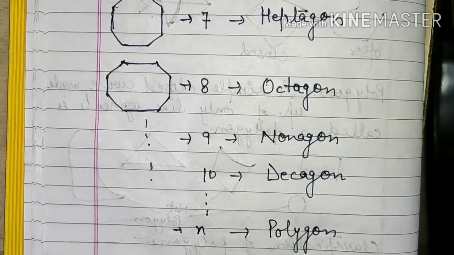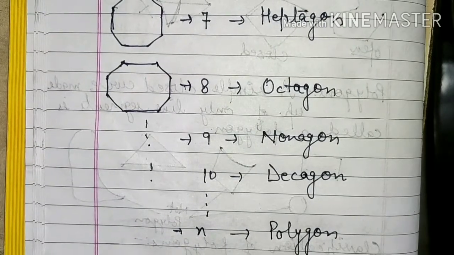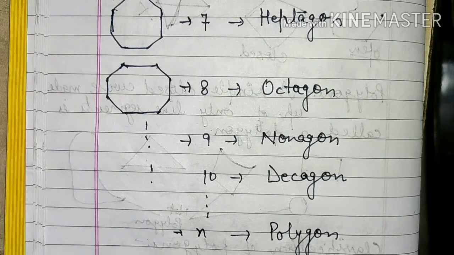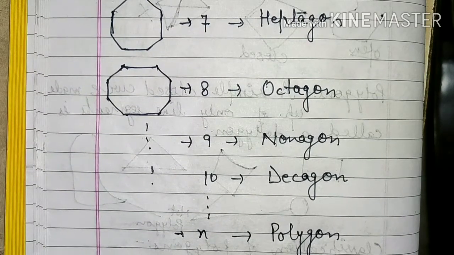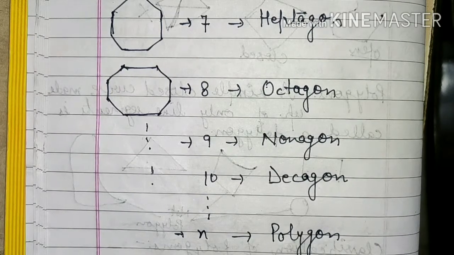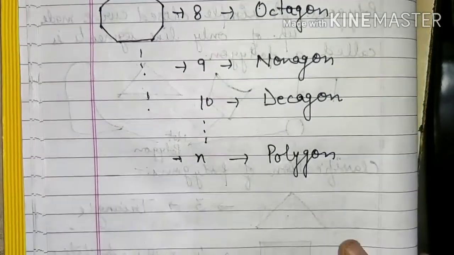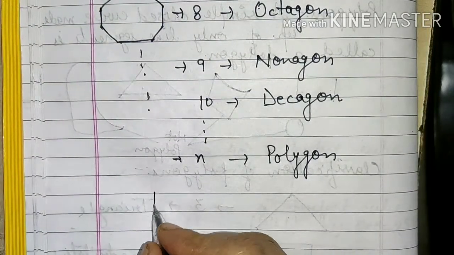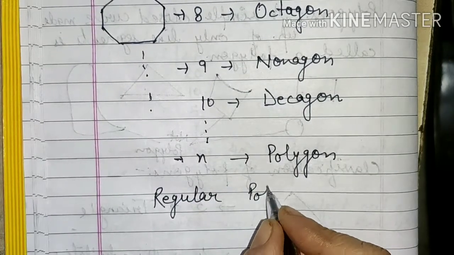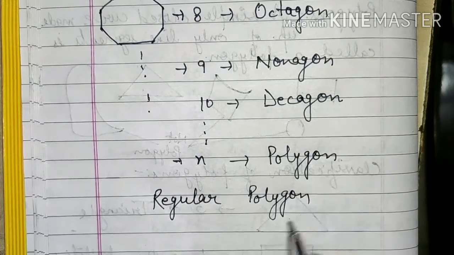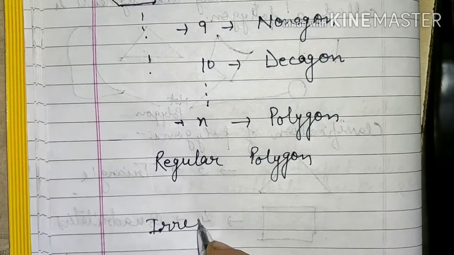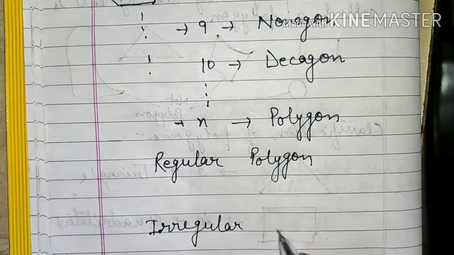A polygon of 3 sides is known as a triangle. A polygon of 4 sides is known as a quadrilateral. Then 5 sides, then 6, 7, 8, 9, 10. And if we have more than 10, we can just call it a polygon. There are 2 types of polygons. One is the regular polygon, and the other is the irregular polygon.